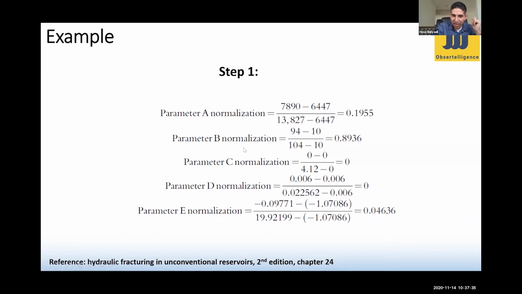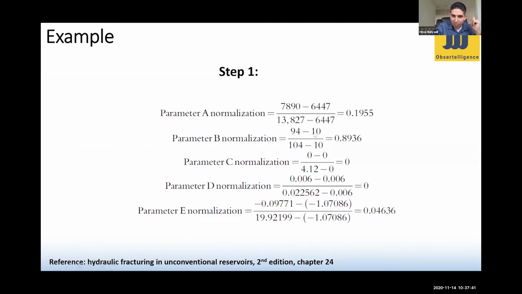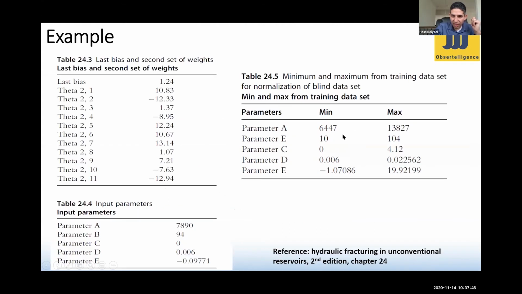Same thing for parameter B. I'm going to take 94, which is the input parameter that is given to me, minus 10, divided by 104 minus 10. So if you remember, 10 and 104 came from here. It's your min and your max.